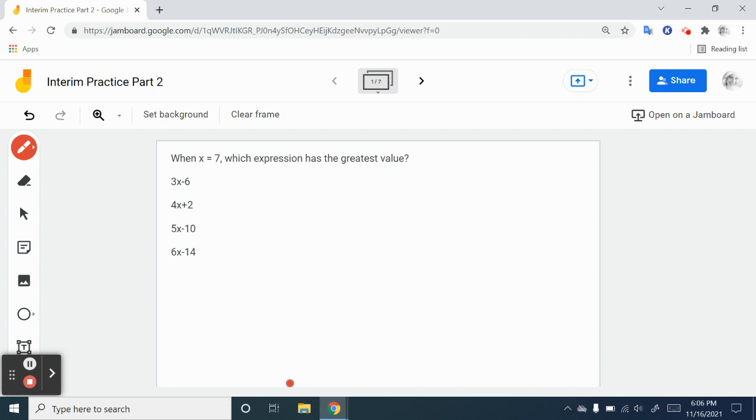So remember, when you evaluate, you substitute first. Step 1 is to substitute. So you substitute the variable. You're going to put 7 anywhere you see x. And then you're going to use the order of operations to solve it, or to evaluate it.